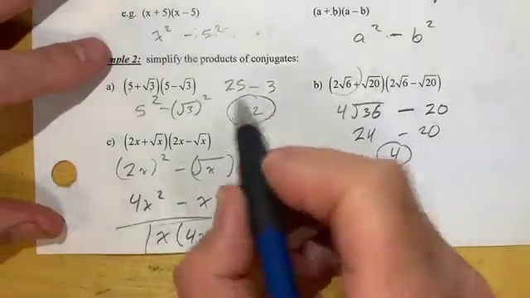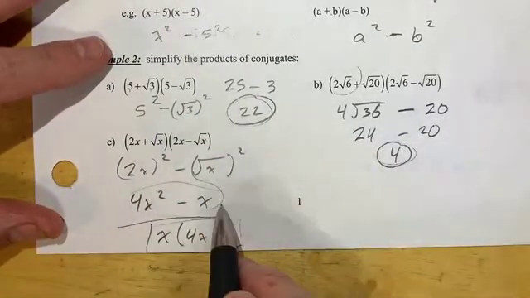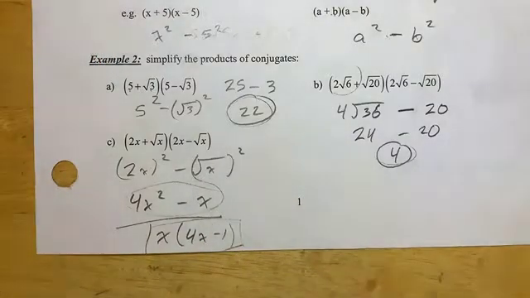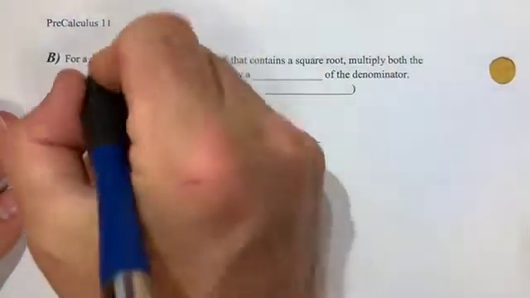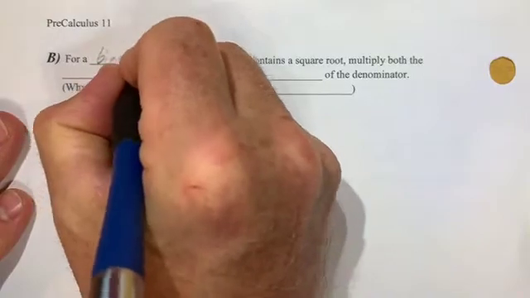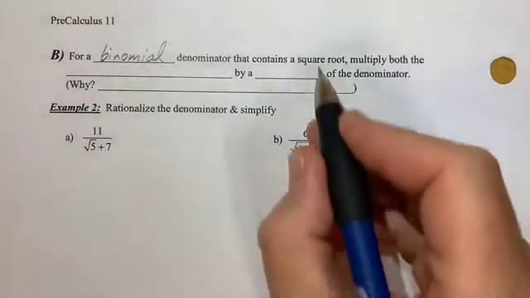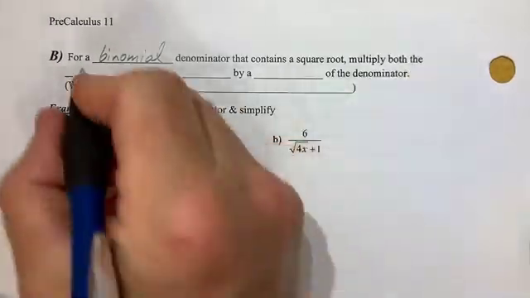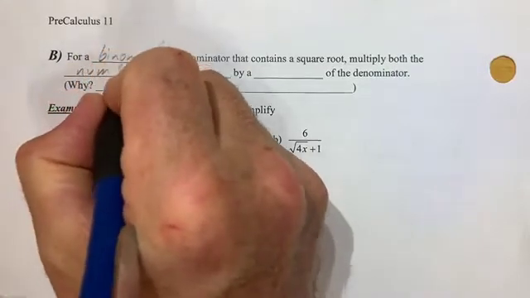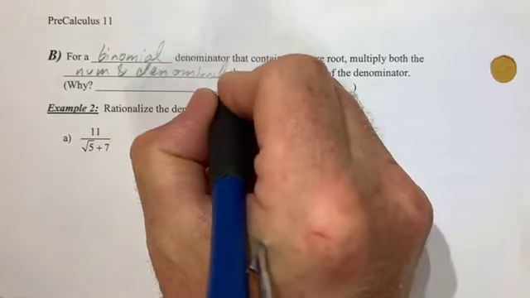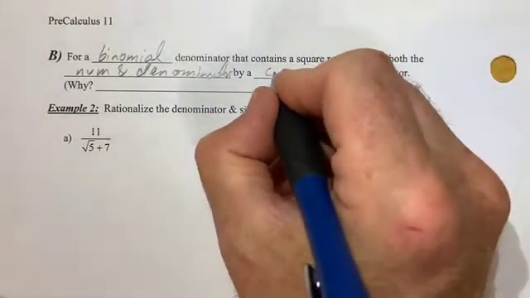Here's the important thing. See all these answers? None of them have roots. None of them have radicals in it. So what we did is we got rid of the radicals. So that's the second kind. If you have a binomial denominator, so in other words, if it's got two terms, something plus something or something minus something, it contains a square root. I'm going to multiply both the numerator and the denominator by a conjugate.